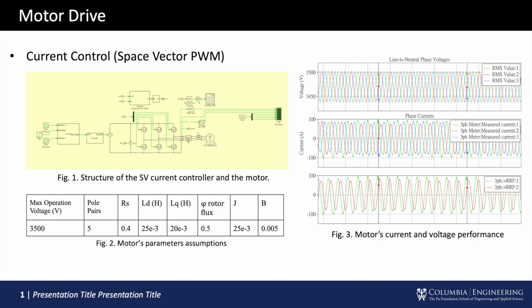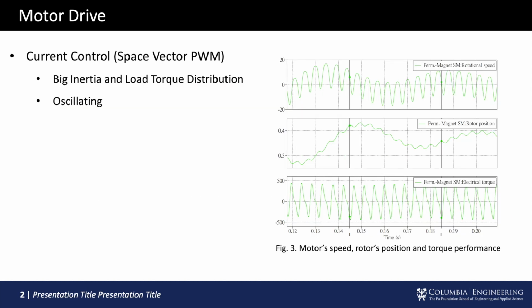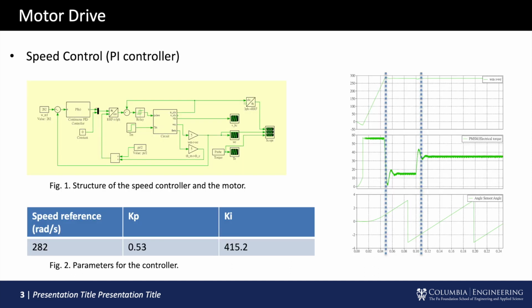However, when we look at the aspect of the motor speed, we can see that the motor is oscillating because of the inertia and the low torque distribution. In order to stabilize the motor speed, we use a PI controller for closed-loop control, and this is the gain we designed. As a result, although the load torque changes, the speed remains at 228 radians per second.